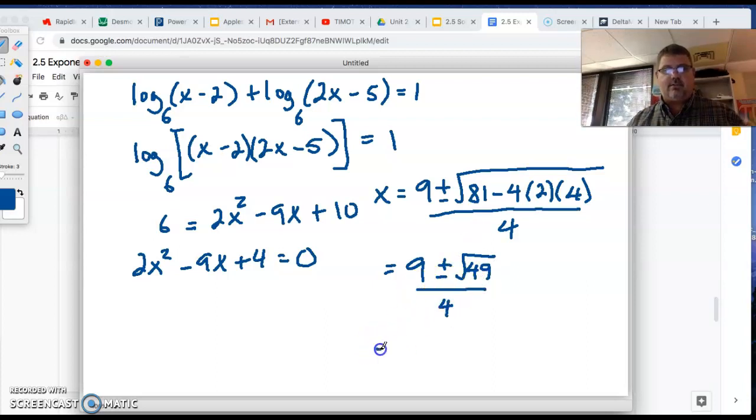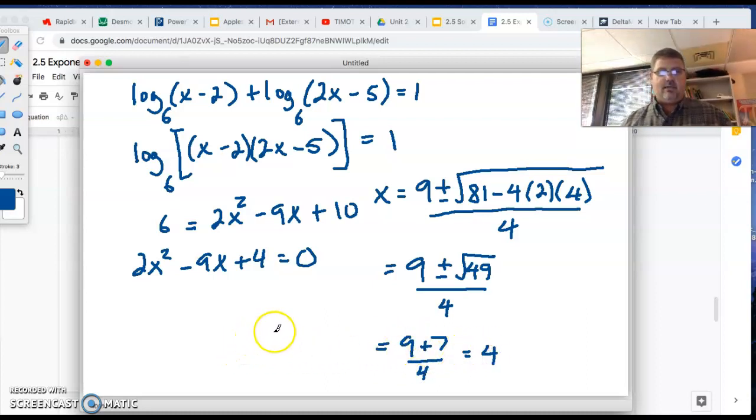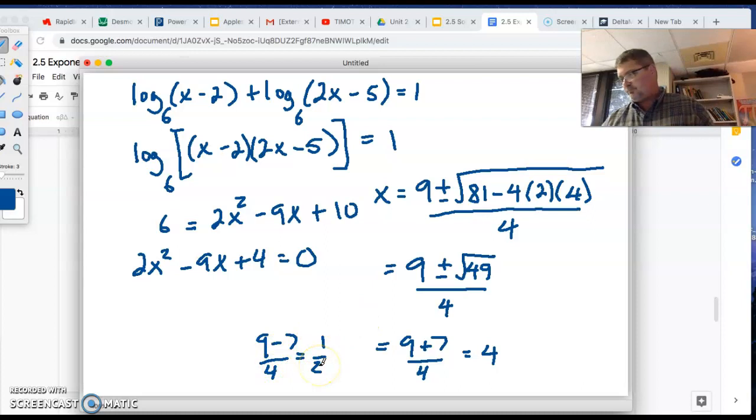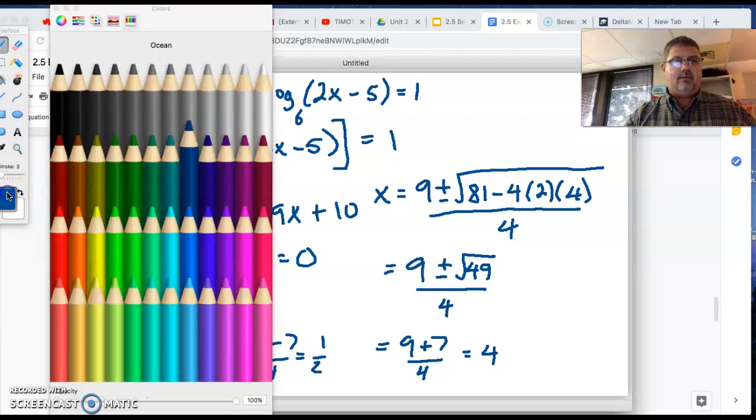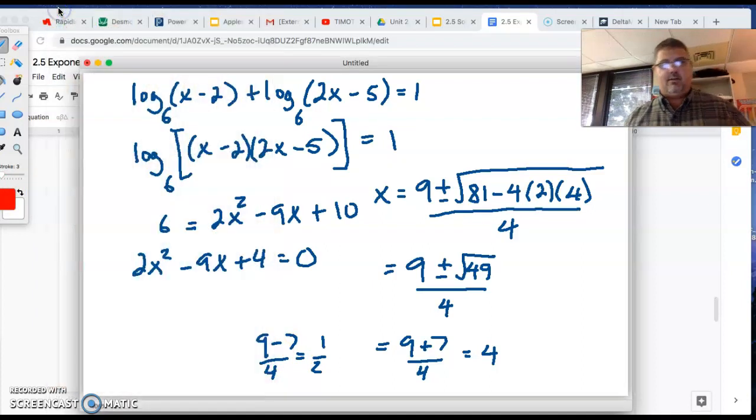Alright, so we get that actually we have 9 plus 7 over 4, and that's 16 over 4. And we also have over here the minus case, so 9 minus 7 over 4, and that's equal to 1/2, 2 over 4. Alright, so we got a couple of different solutions here. We got potentially 2, but they need to be checked, okay? And you'll find that one of them does not work. When I check these, because I did check it, this solution here does not work.